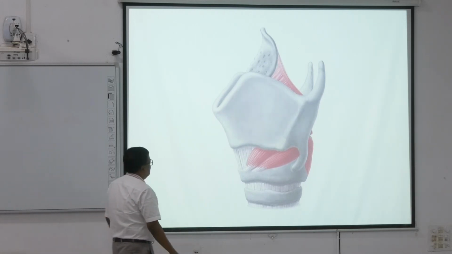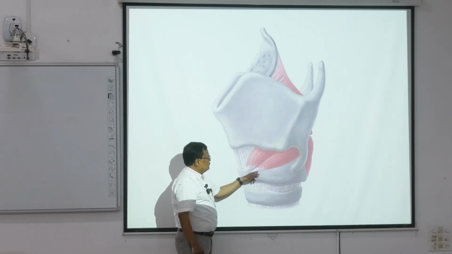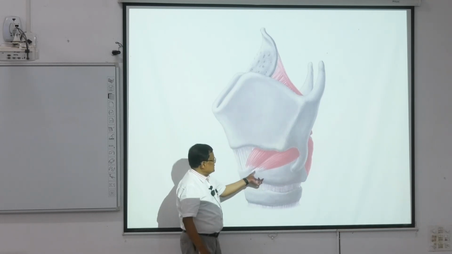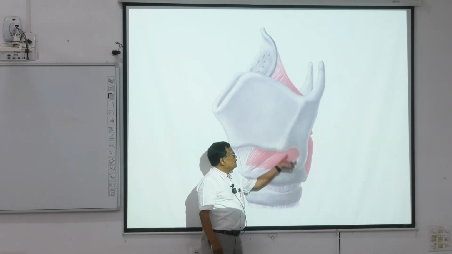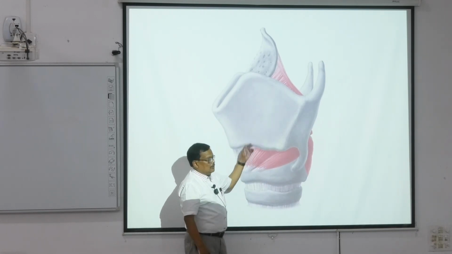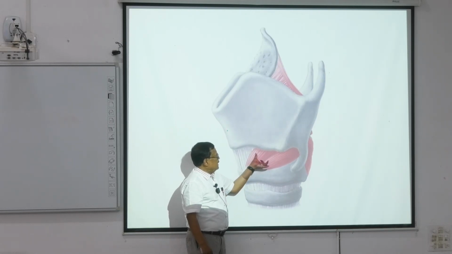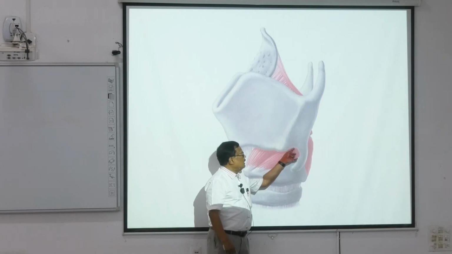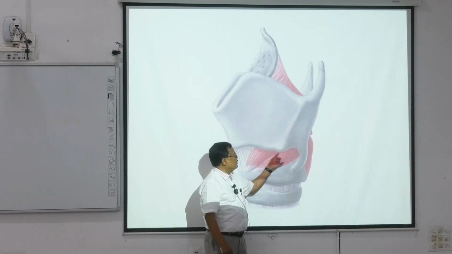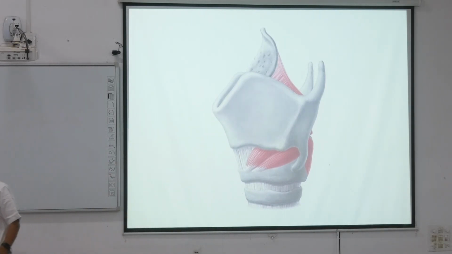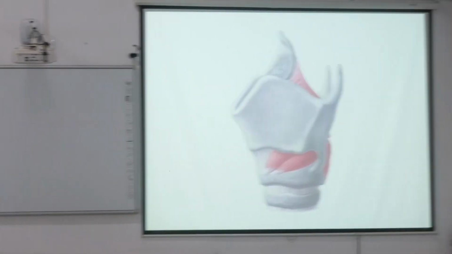Cricothyroid muscle. It takes origin from the outer lip of the upper border of the cricoid cartilage. This is the cricoid cartilage. This is the thyroid cartilage. From the upper border of the cricoid cartilage, the arch of the cricoid cartilage, a muscle arises and becomes attached to the lower border and the inferior horn of the thyroid cartilage, and this is known as the cricothyroid muscle. The only intrinsic muscle which can be seen from the outside.